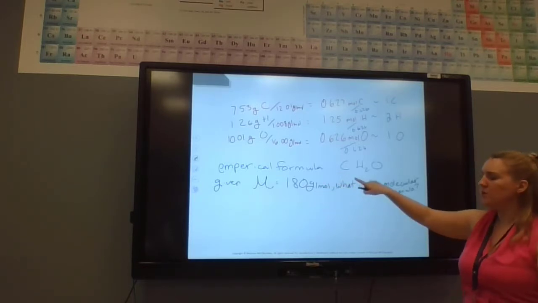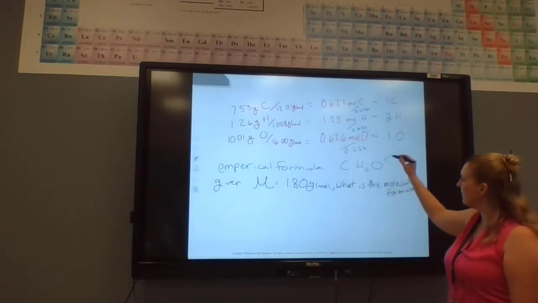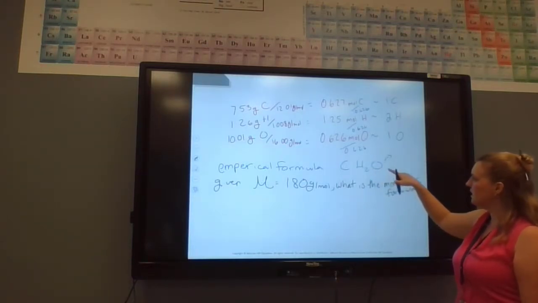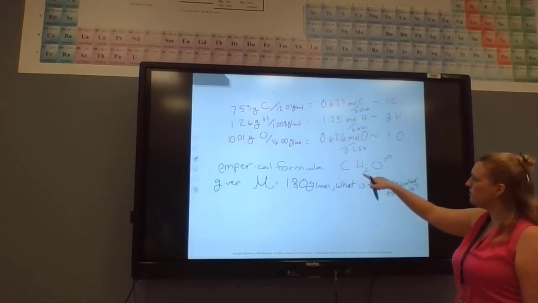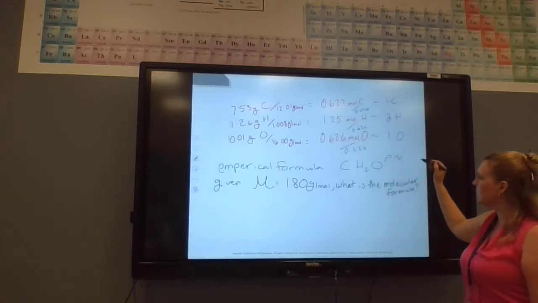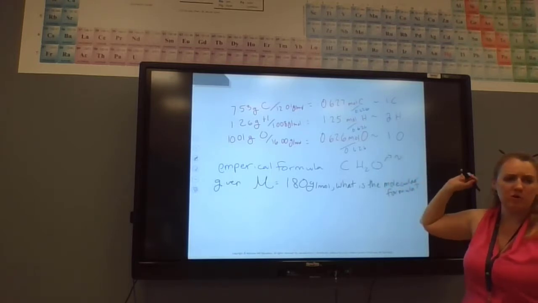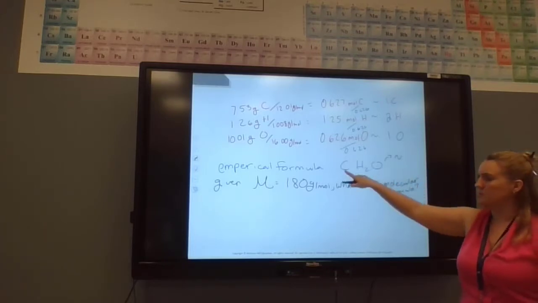Find the molar mass of the empirical formula. So for this, I have a carbon, 2 hydrogens, and an oxygen. If I add up 12.01 plus 2 times 1.008 plus 16 gives us approximately what as its molar mass? About what is the mass of this empirical formula? 30, pretty close to 30 grams per mole.